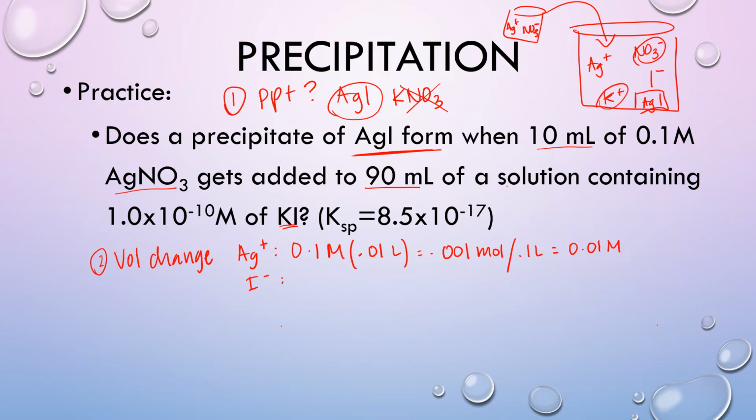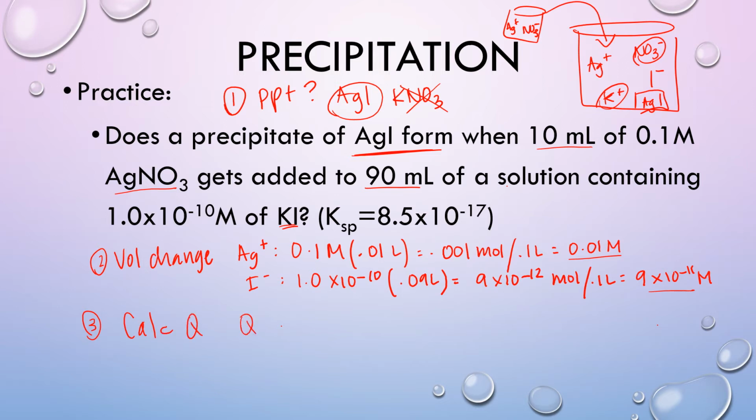Originally it was 1 times 10 to the negative 10 and 90 milliliters, so 0.09 liters. That gives me 9 times 10 to the negative 12 moles divided by my new volume, which is 0.1 liters, gives me 9 times 10 to the negative 11 molar. I have a very, very low concentration of iodide, and I have a generally normal concentration of silver. So now I'm going to calculate Q.